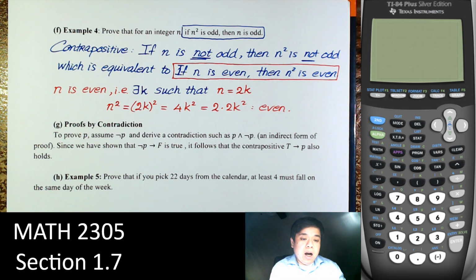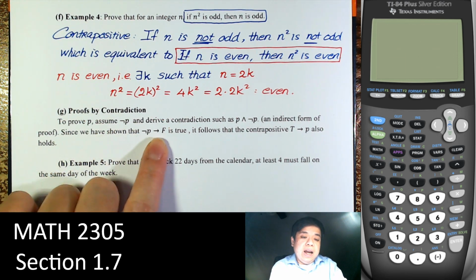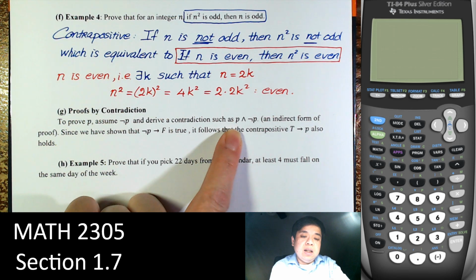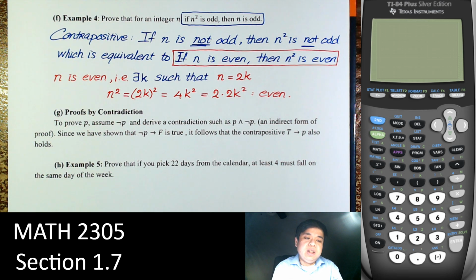Right, so next, proof by contradiction. To prove P, we assume that it's not P and derive a contradiction, such as P and not P. So this is an indirect proof. Like I said, if you haven't seen proofs before, this might be difficult. But usually we just assume that something is not true, and then we're going to show that.